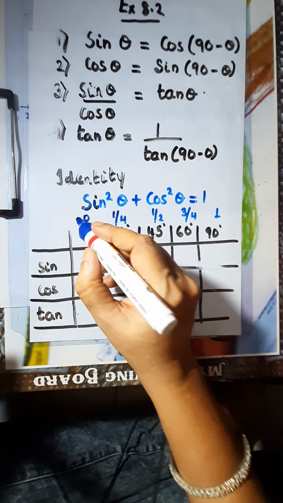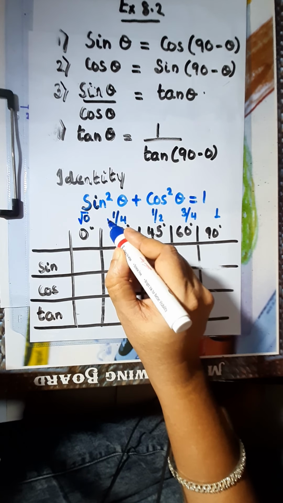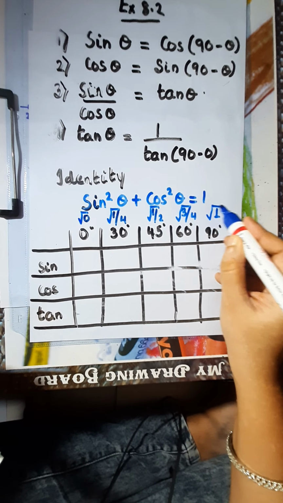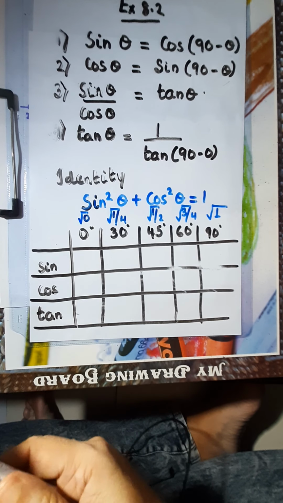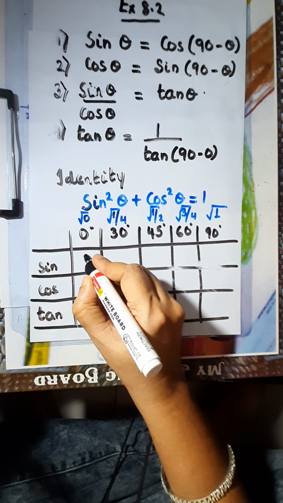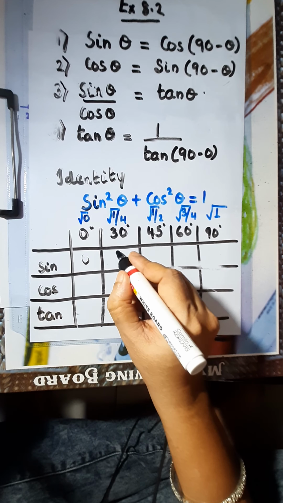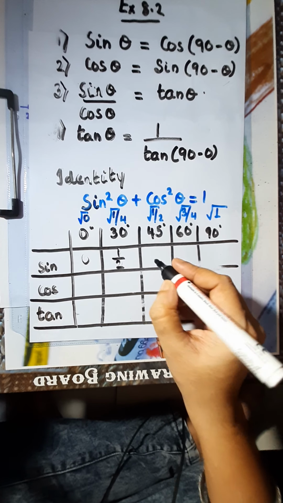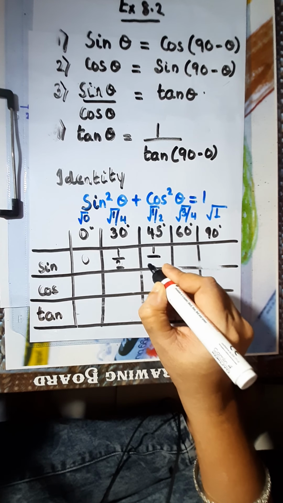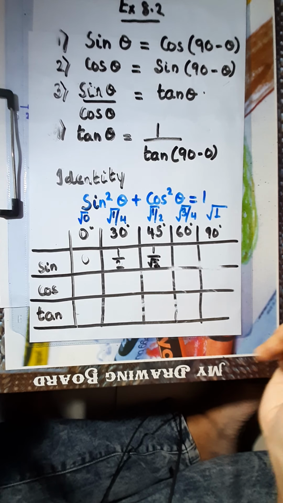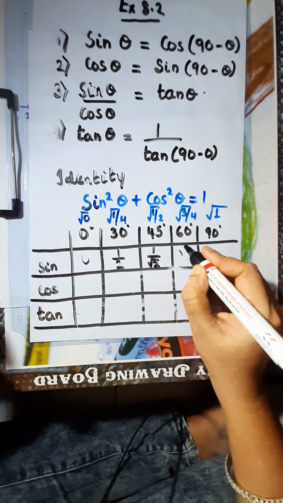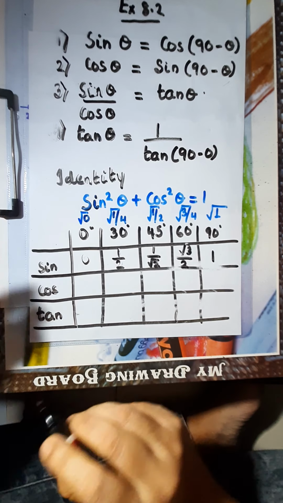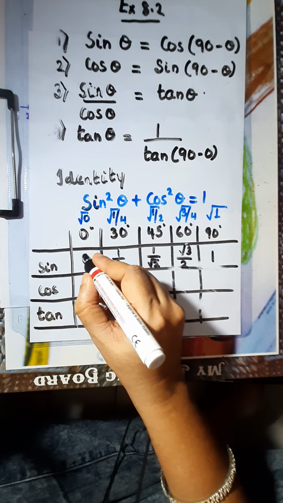Now we will find the square root of all this. What is the square root of 0? 0. Square root of 1 upon 4? Half. Square root of 1 upon 2? Square root of 3 upon 4? Square root of 1? 1. Correct? This is my sine row.